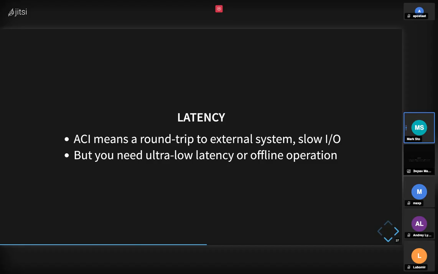Sometimes you need an ultra low latency on the critical path, or operation under temporary unavailability of the external system is simply not possible. So the examples here are interactive scenarios with a strict latency budget, local compute agents, and obviously the offline mode.